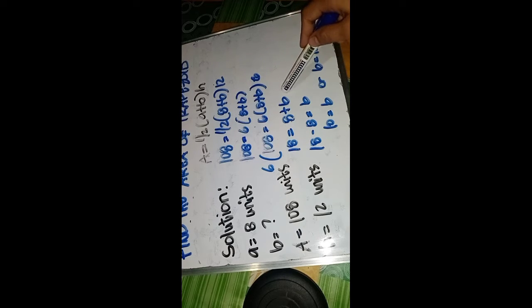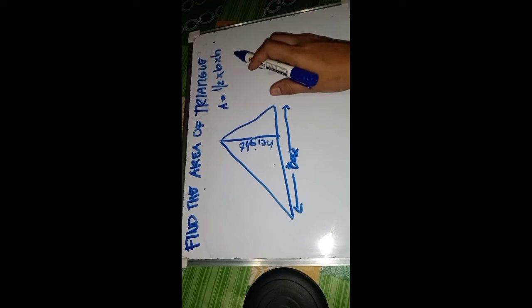So now we're going to transpose. 18 minus 8 equals 10. So now this is B. 10 equals B, or B equals 10 units. Therefore, the other base of the trapezoid is 10 units.